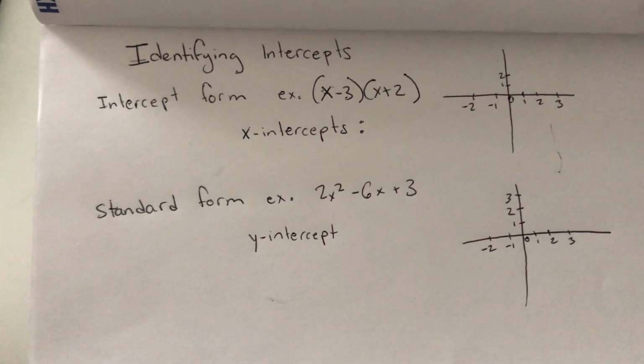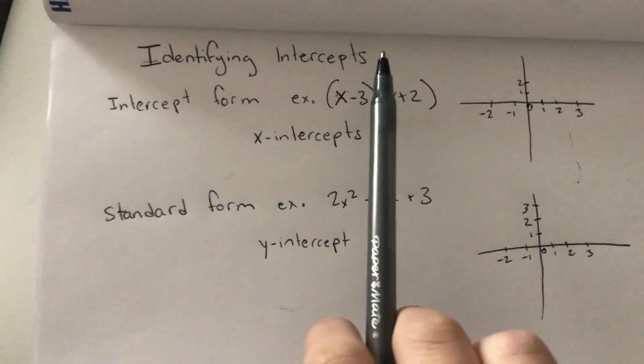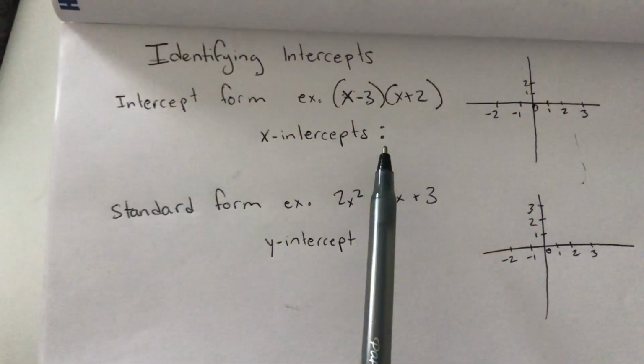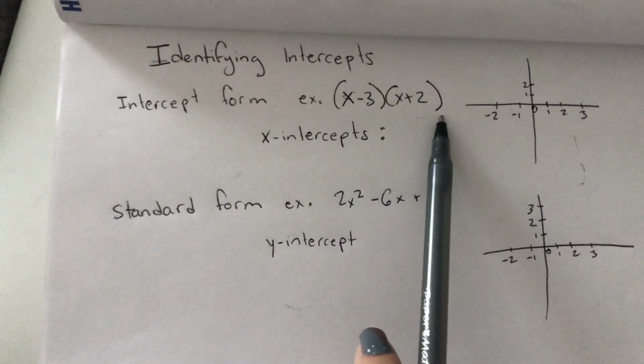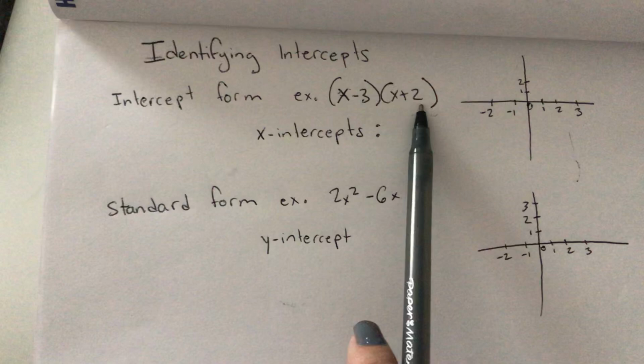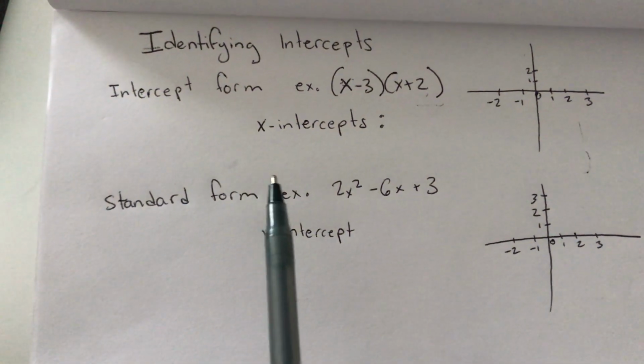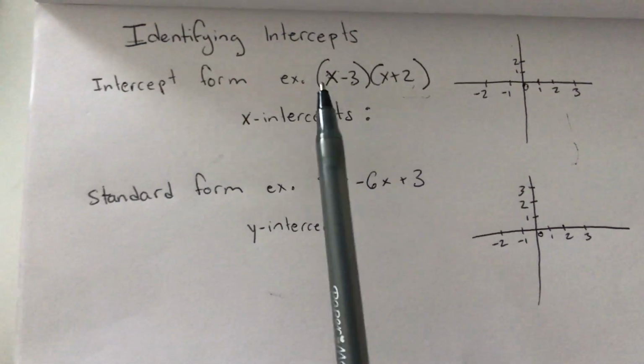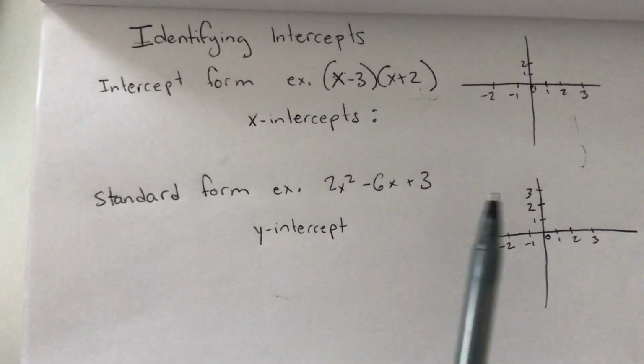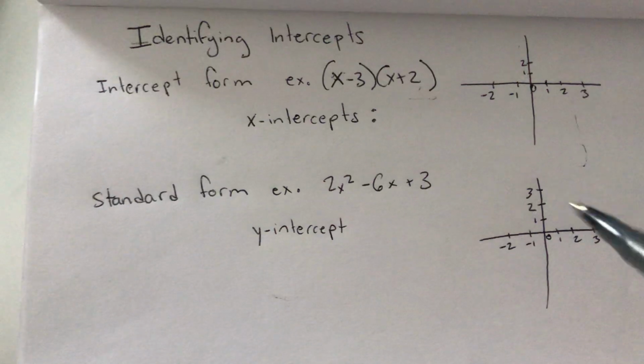This video is going to teach us how to identify intercepts. So the two different forms of quadratics we've learned so far are intercept form, where we can see the two sets of parentheses, and standard form. There are tricks to identify intercepts from either factored form or standard form, and I'm going to go over those now.